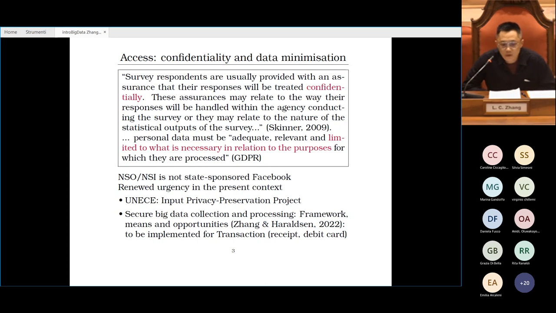The second quote: personal data must be adequate, relevant, and limited to what is necessary in relation to the purpose for which they are processed.